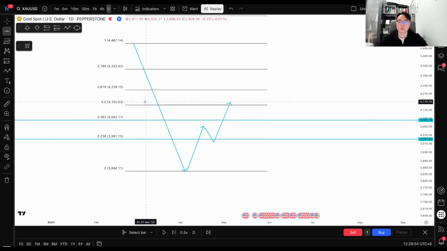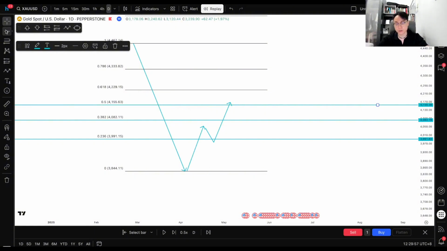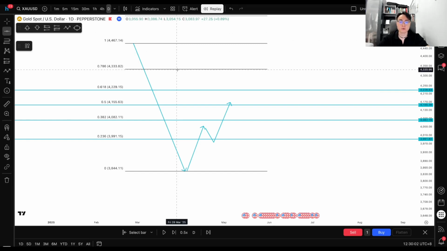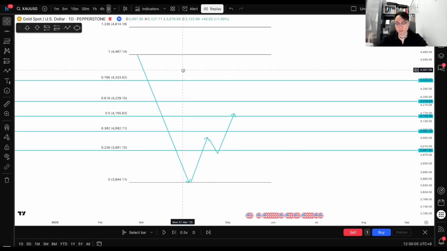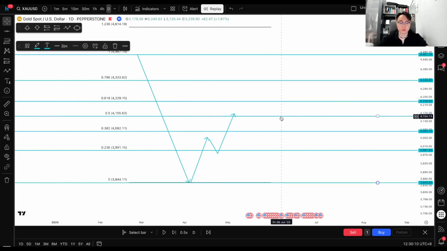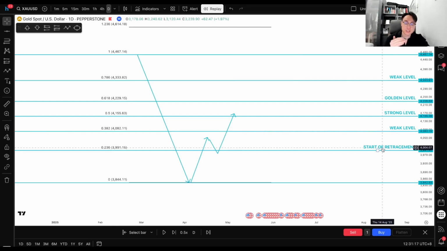All right, we have 0.5 as the strong level, we have 0.618 as the golden level of Fibonacci, and 0.786 as a weak Fib level, and we have the high of the trend. We have the base point right here, the level right here indicating the strength of the particular level. When we have the 0.236 start of retracement, 0.382 weak level, 0.5 strong level, 0.618 golden level, 0.786 weak level, and 0 and 1 is just basically the starting point and the ending point of the particular trend that we are measuring.